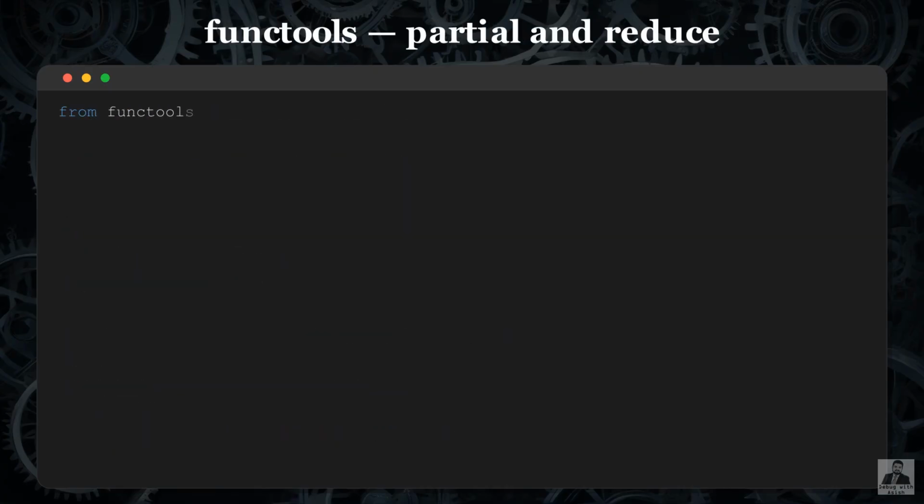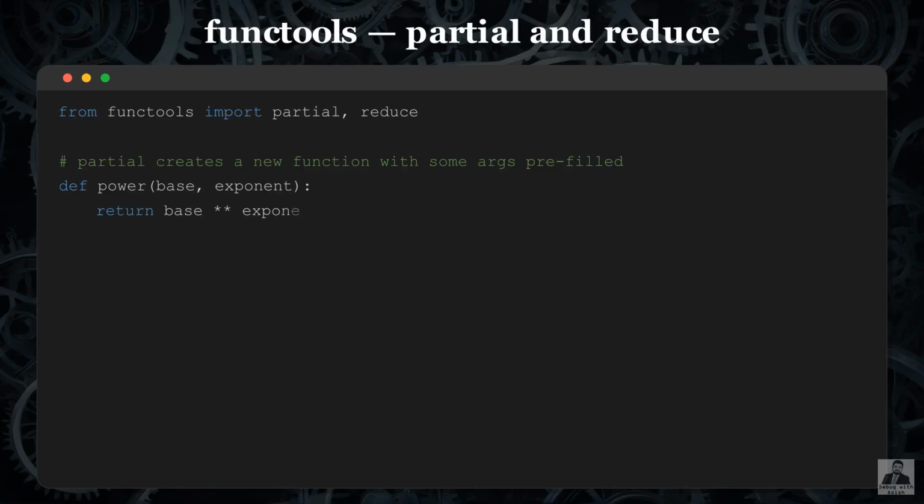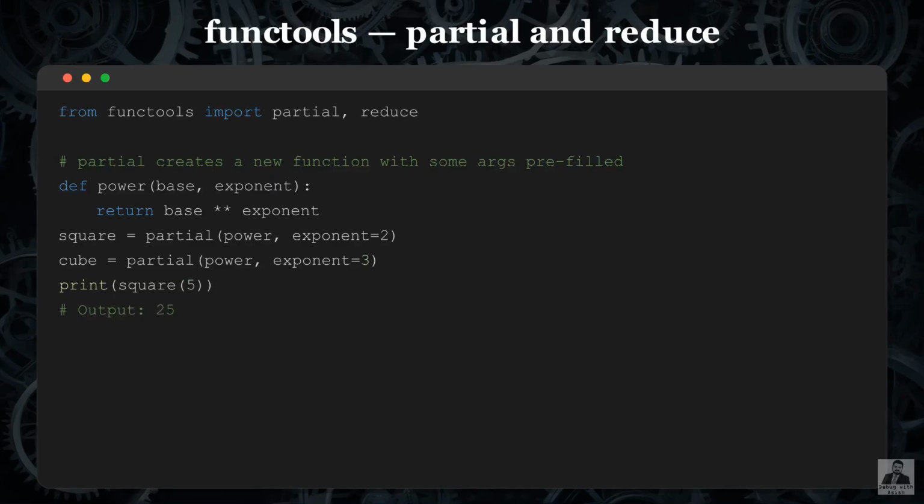The functools module provides tools for working with functions. Partial lets you create a new function by pre-filling some arguments of an existing one. Here, we create square and cube from the power function by fixing the exponent. Square always uses exponent 2. Cube always uses exponent 3.